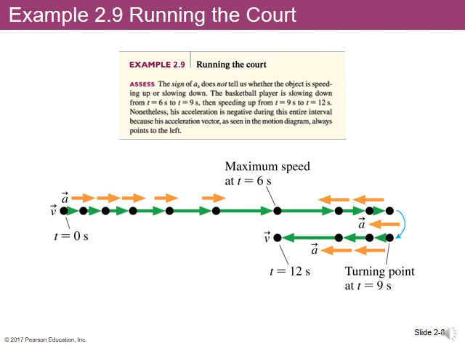So just to reiterate one more time again, the sign of the acceleration does not tell us whether the object is speeding up or slowing down. Here we have the same acceleration during the whole time. During the first part of that motion, it's slowing down. Then it turns around, then it's speeding up. But the acceleration stays negative for the whole time.